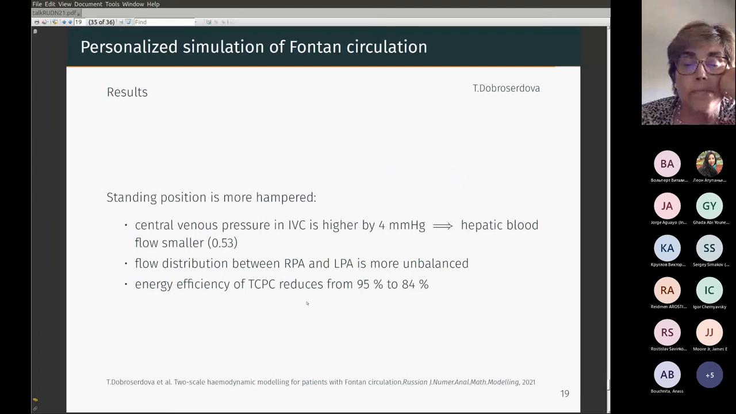The energy efficiency in this cavopulmonary connection reduces from 95% to 84%, and the hepatic flow is smaller in standing position, which is much worse.